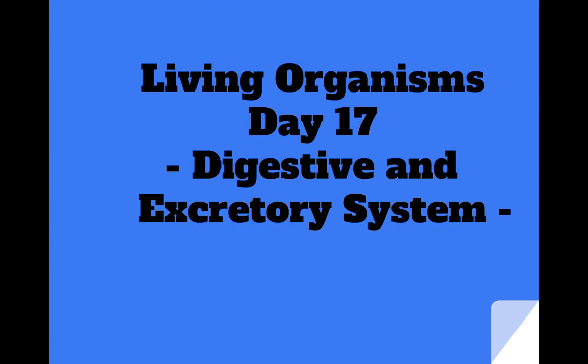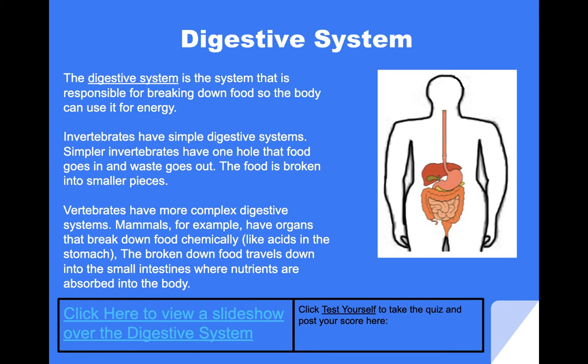All right, and then the last systems we're going to talk about are digestive and excretory. The digestive system is the system responsible for breaking down food so the body can use it for energy. I know you know about the digestive system. You use it all the time to digest your food.